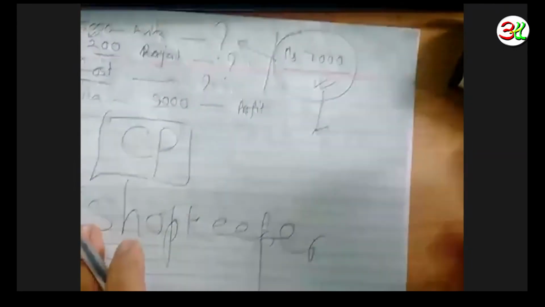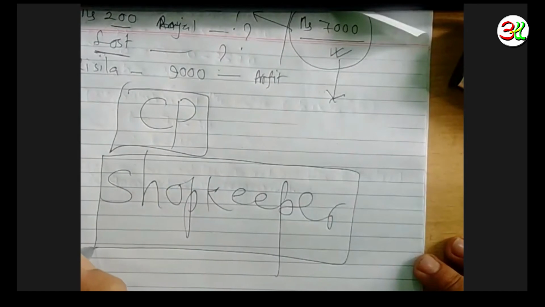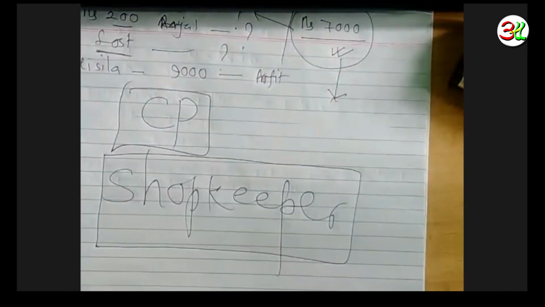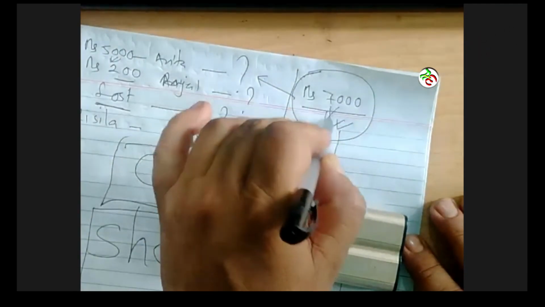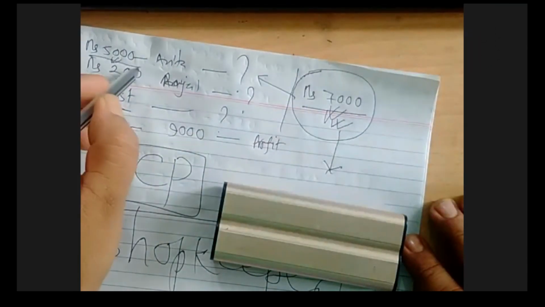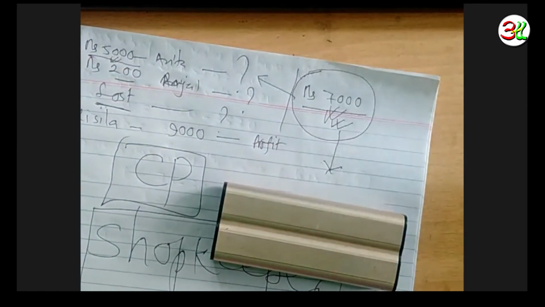Next, what is this? Shopkeeper. Anita bought the medicine at 150 in another example and sold it at 200 rupees. Now Anita is the shopkeeper. Yes, sir. I bought this power bank at 7,000 and I sold it at 5,000. Then I am a shopkeeper because I bought and I sold.